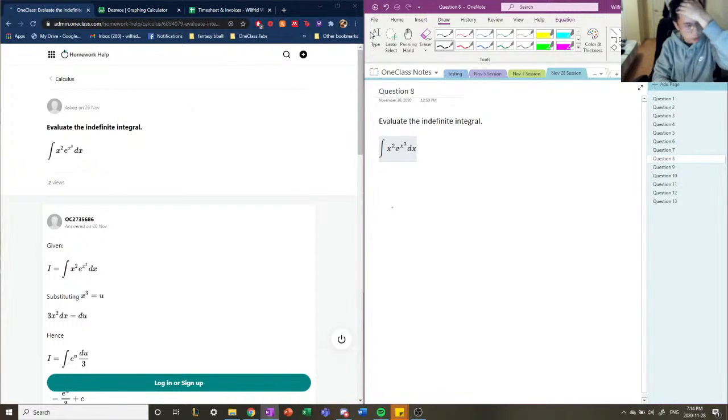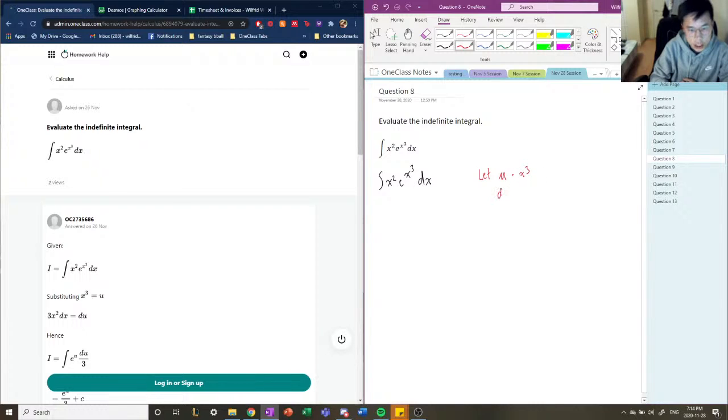And the substitution rules basically allow us to set a temporary variable to be equal to something within our integral, and then solving and deriving that to find an easier integral. So I'll just show you by example. So if we have the integral of x squared times e to the power of x cubed dx. So we're going to let our temporary variable u equal x cubed.